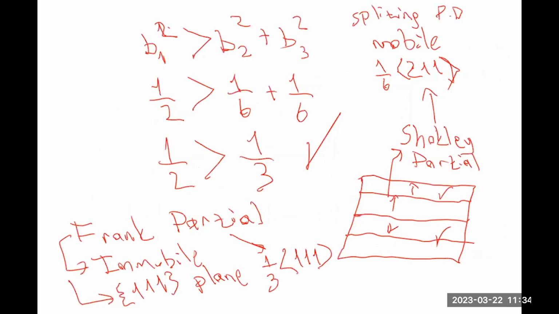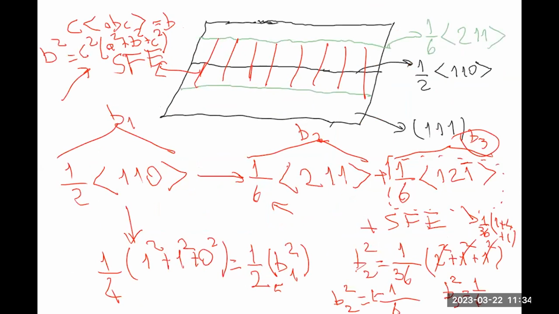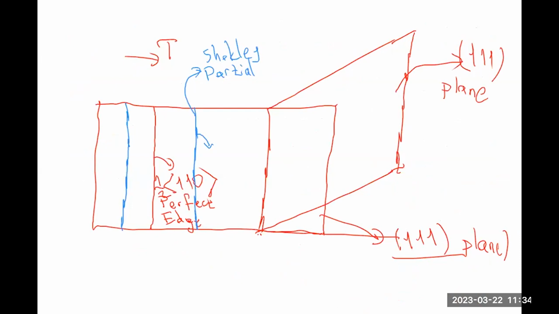Do you guys remember the example we just solved? Yes, 1/6 211. You all told me that you got the example. If you have any question, if you don't understand, please ask. You don't ask anything and it turns out that you don't remember what we just discussed. So this is 1/6 211, the Shockley partial.